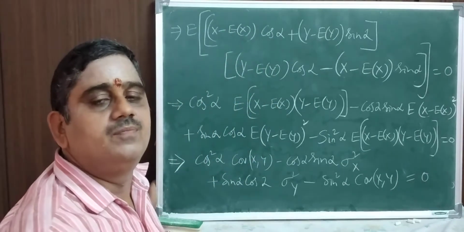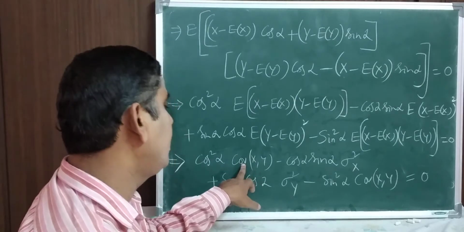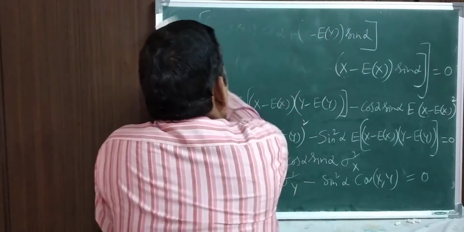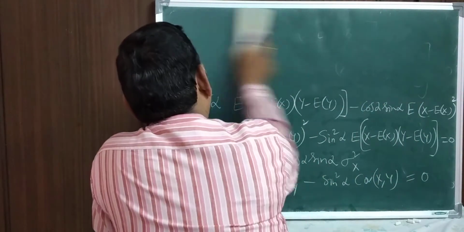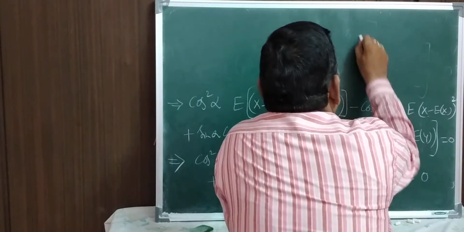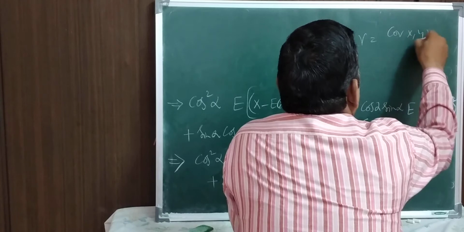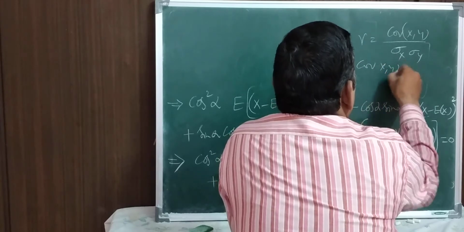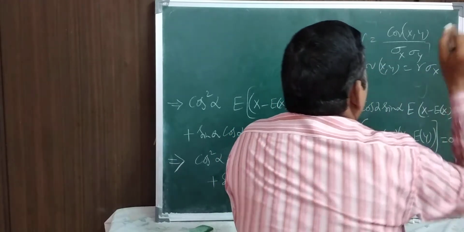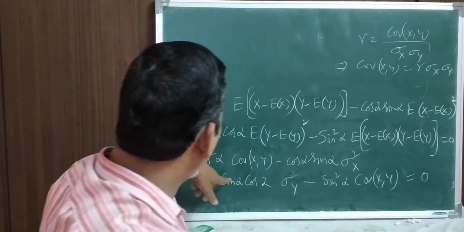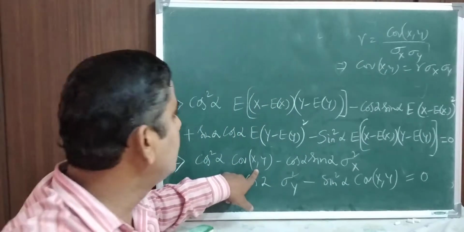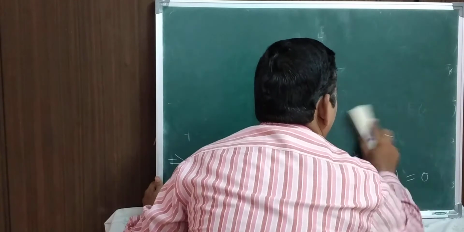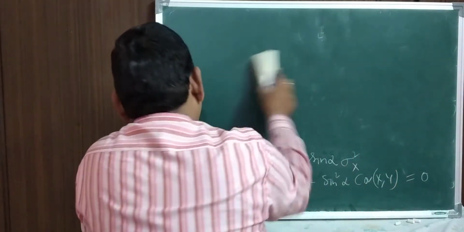Now I do one more step. In this step, I substitute covariance of x y as r into sigma x sigma y. That's what we have learned and we have discussed many number of times. Even then, let me write again: r is equal to covariance of x comma y divided by sigma x sigma y, which implies covariance of x comma y is equal to r into sigma x sigma y. So that is the reason why I have substituted covariance of x y is equal to r into sigma x sigma y.